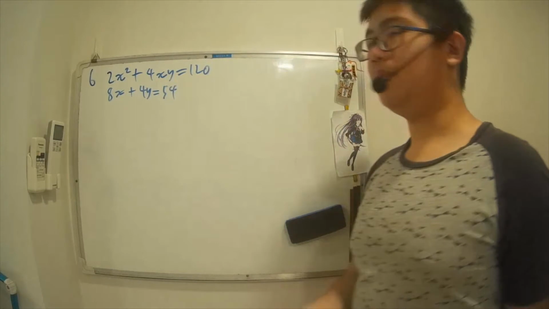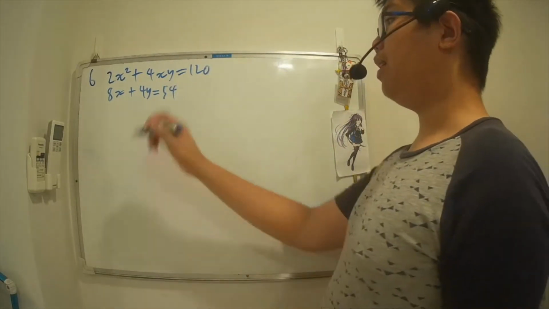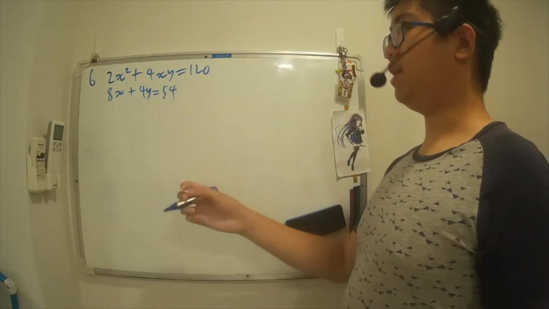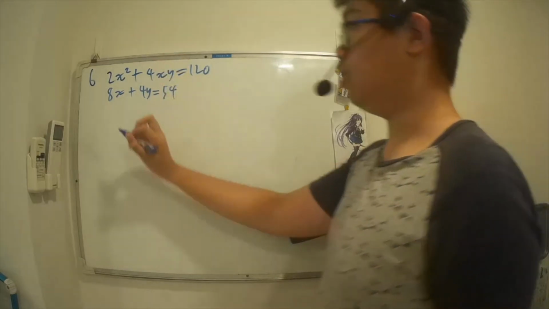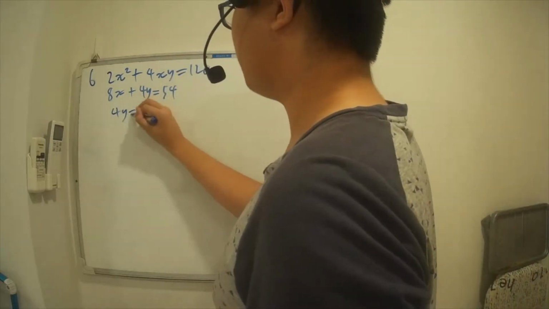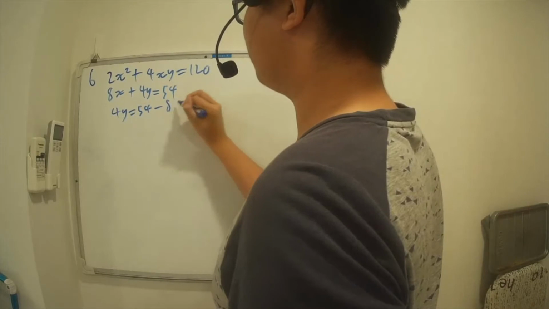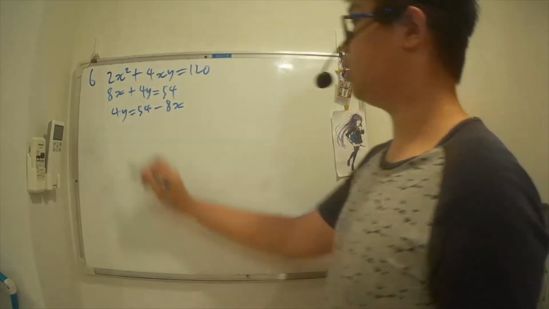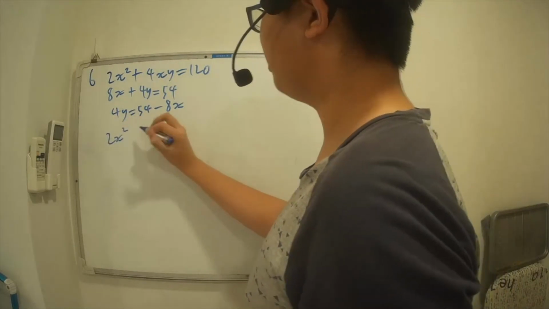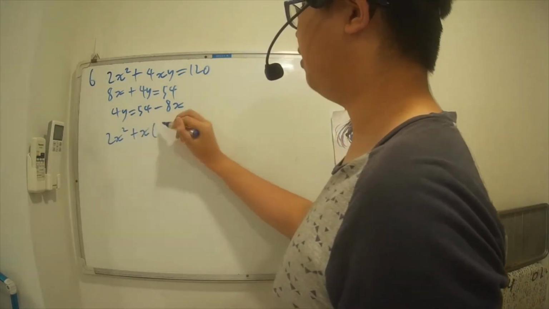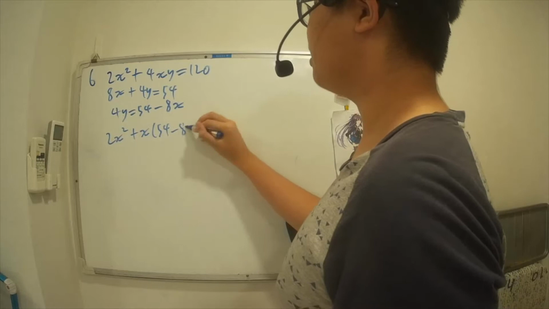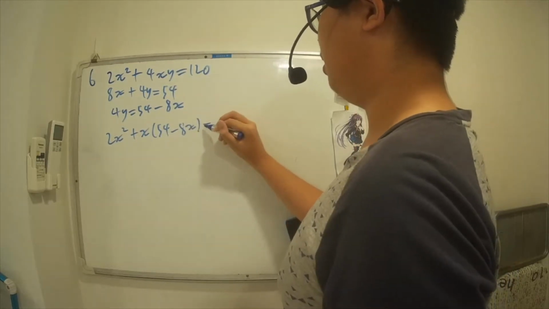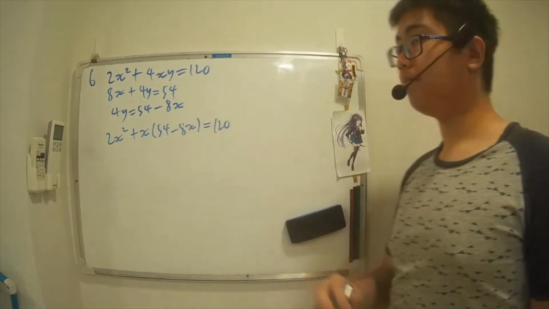And of course, this means that we just need to substitute, right? Now, I don't actually need to simplify anything here because there's literally a 4y right here. So I can just write 4y as 54 minus 8x and just substitute this directly into here. And yeah, so 2x squared plus x times (54 minus 8x) will be equal to 120, right?